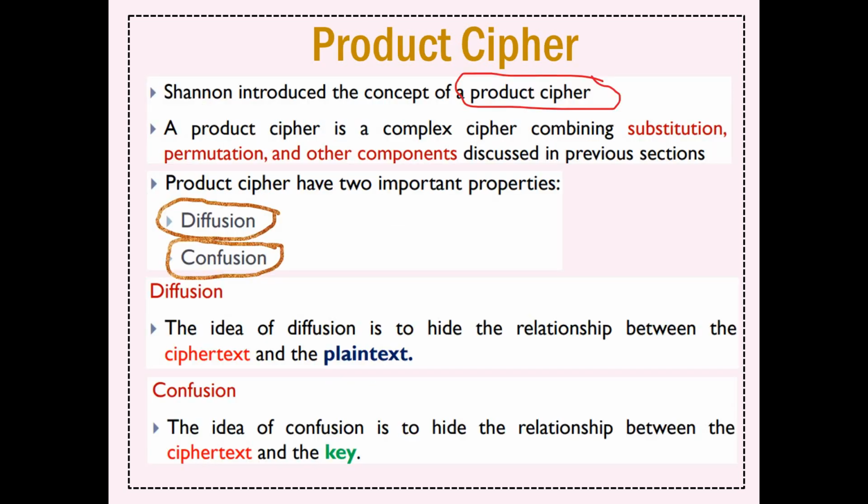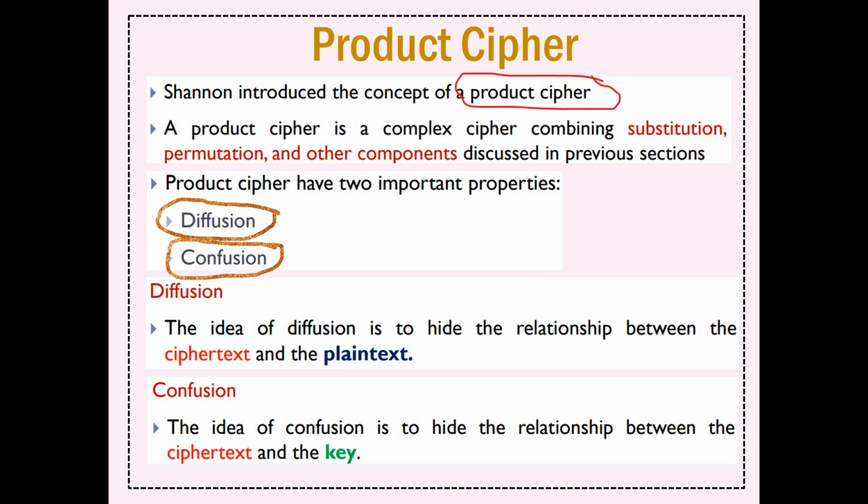Now we come to the next one and the most interesting part of our DES. After we have learned all the tools, the most important thing that constitutes DES comes from something called a product cipher. Product cipher was defined by Shannon, and two important properties were considered. One is called diffusion, the other is called confusion.